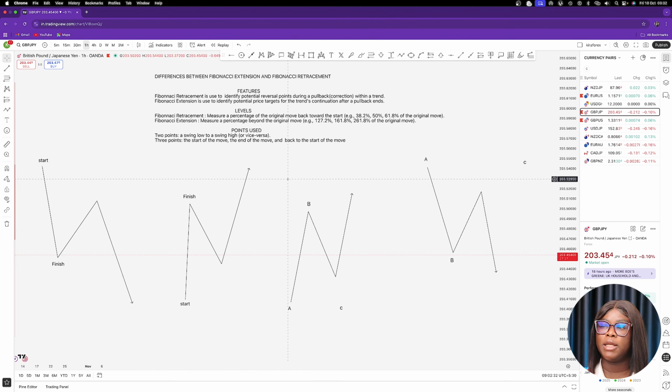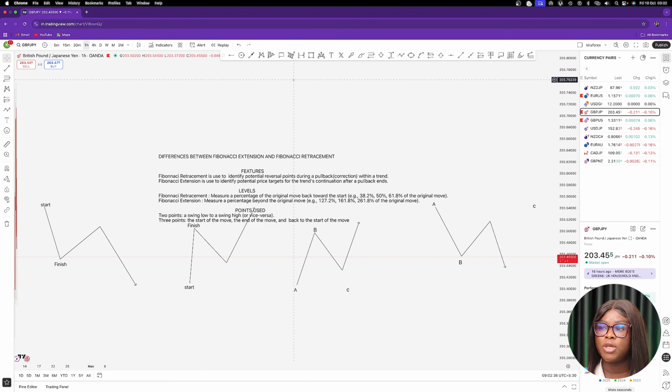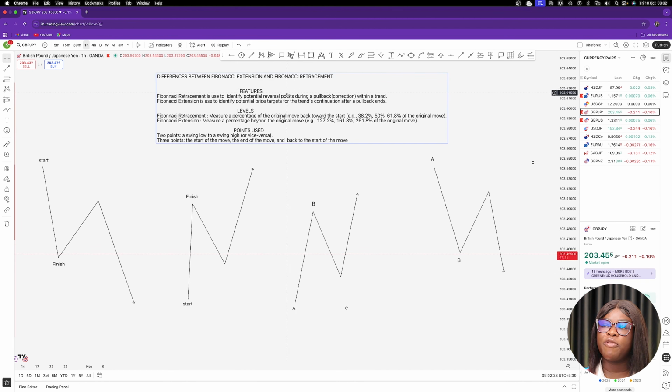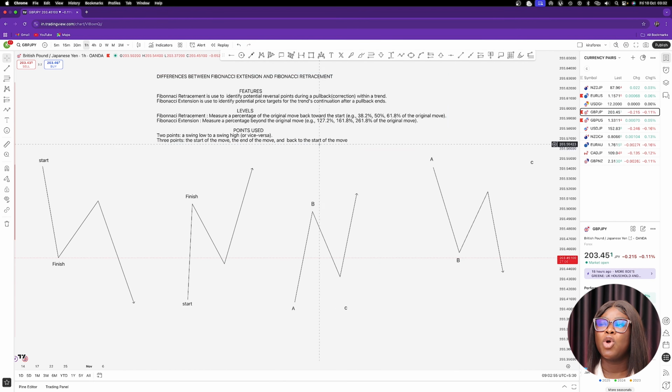Now let's look at the differences between Fibonacci extension and Fibonacci retracement. We talk about the features, the levels, and the points used. With the features, Fibonacci retracement is used to identify potential reversal points during a pullback correction within a trend, whilst Fibonacci extension is used to identify potential price targets for the trend's continuation after a pullback ends.